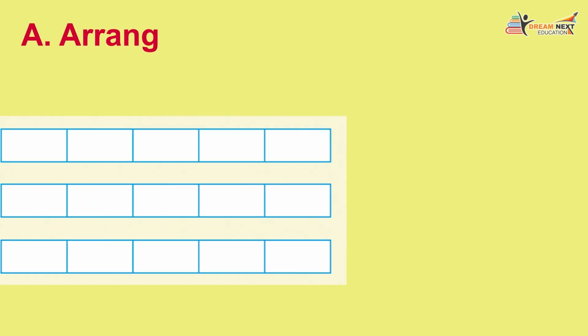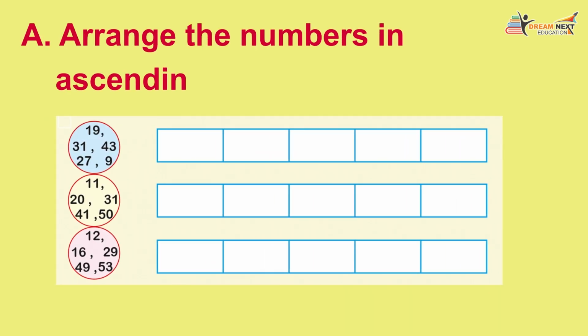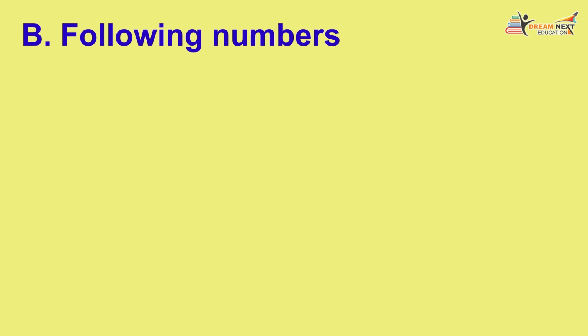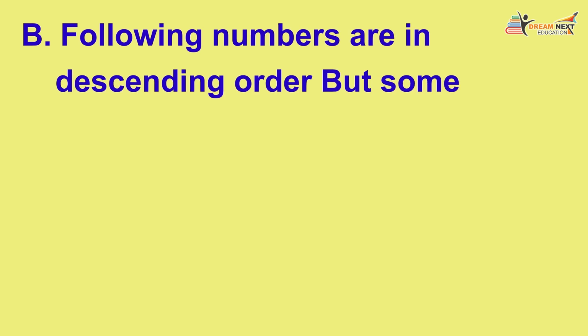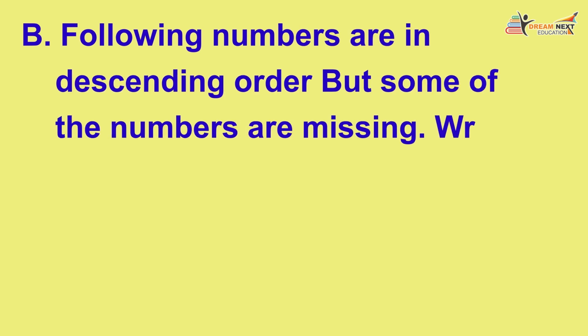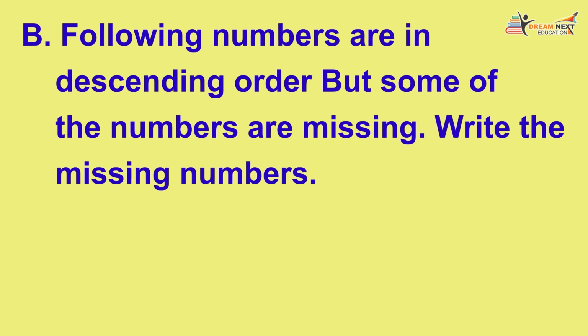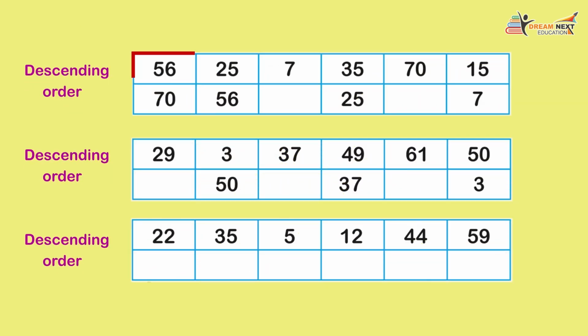Recap. A. Arrange the numbers in ascending order. B. Following numbers are in descending order, but some of the numbers are missing. Write the missing numbers. Descending order. 56, 25, 7, 35, 70, 15. 70, 56, 35, 25, 15, 7.